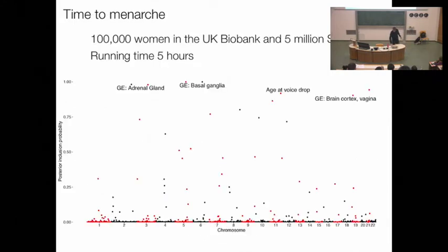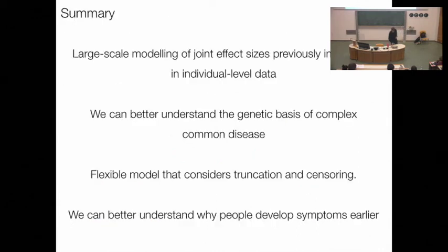And just an example, really rough one, running 100,000 women in the UK Biobank of 5 million SNPs, we can look at time to menarche, and we pick up lots of different markers here that are all associated with things that make some sense. And so just to finish, I hope I've shown that large-scale modeling of joint effect sizes has been previously impossible.